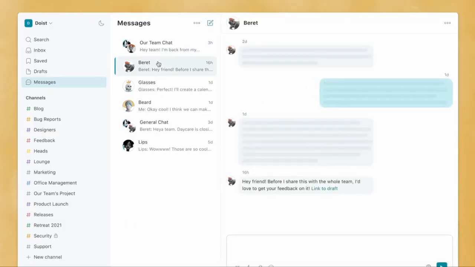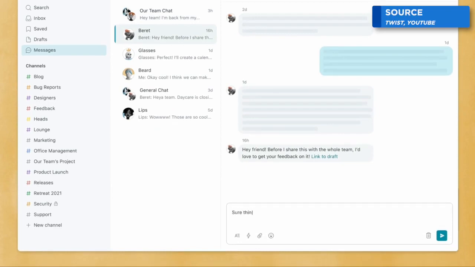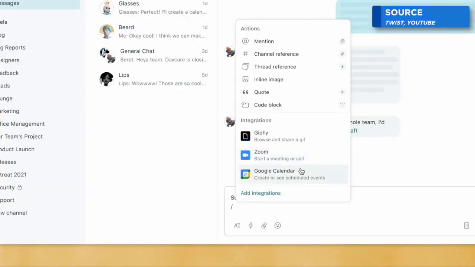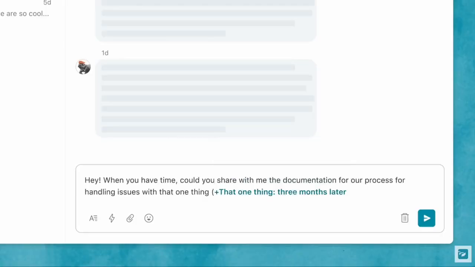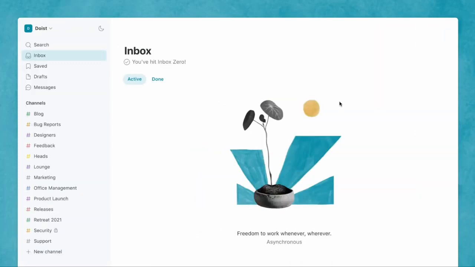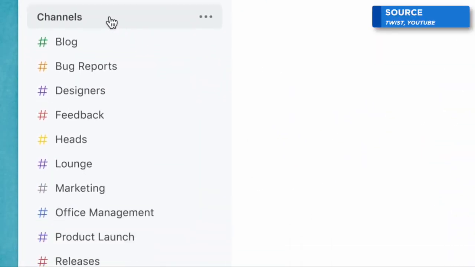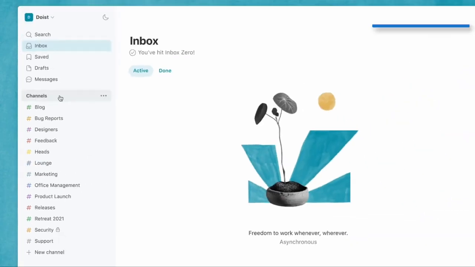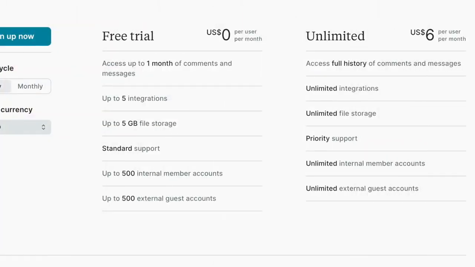So who is this best for? I would say this is best for those who aren't necessarily brand new to asynchronous work. I would say this is suitable for those who are moving away from synchronous communication and are looking at a sort of intermediate knowledge of asynchronous communication to move fully to that form of communication. So I would recommend it to those folks, and it comes at a fairly reasonable pricing. I believe it's $6 per month.